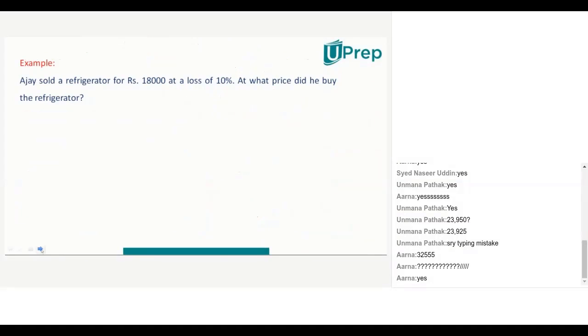Let me take a question here. All right. Ajay sold a refrigerator for 18,000 bucks. He's given us the selling price. He says 18,000 rupees. But he sold it at a loss of 10%. At what price did he buy it? That means what is the cost price? We're going from B to A over here. Now let's think logically. Guys, how did I arrive at loss when my cost price was greater than my selling price? All of you agree with this?